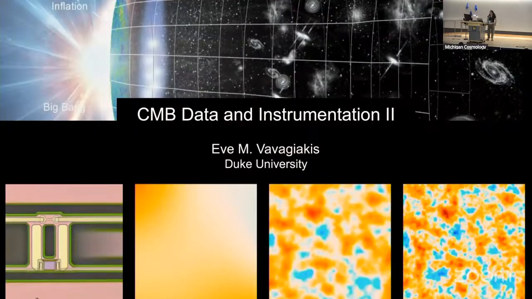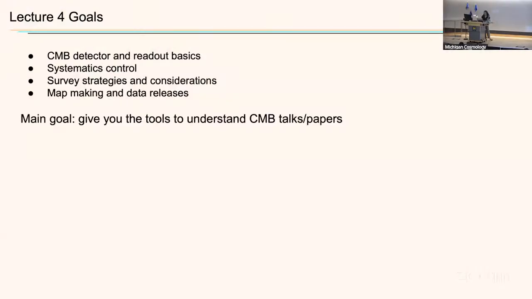Okay, welcome back. We are in part two. We will now move to the ultimate part of our arrays, or rather the arrays, which are the ultimate part of our receivers. These are detectors and readout devices. And then we'll talk about systematics control, some survey strategy considerations, and the very basics of how you make a map for the CMB and release some data.